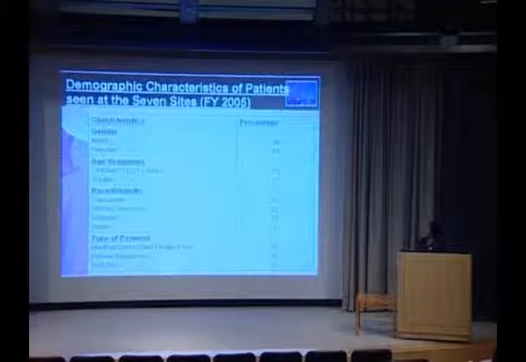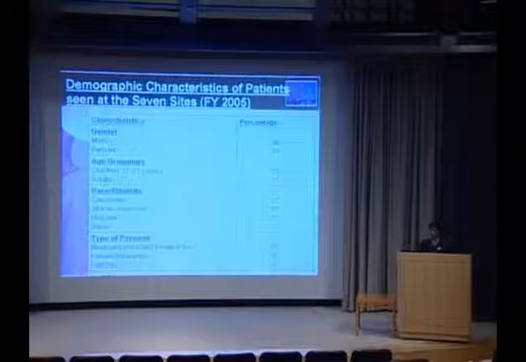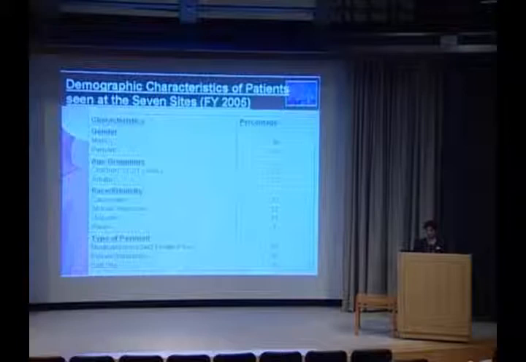These are the demographic characteristics of patients seen at the seven sites, and this is data from 2005. We had about 54% female and 46% male. We saw more children, 73%. By race, African Americans were 52%, Caucasians 32%, Hispanic 15%. And you can see that we served about 87% Medicaid and Child Health Plus. Only 4% had private insurance and 9% was self-pay.